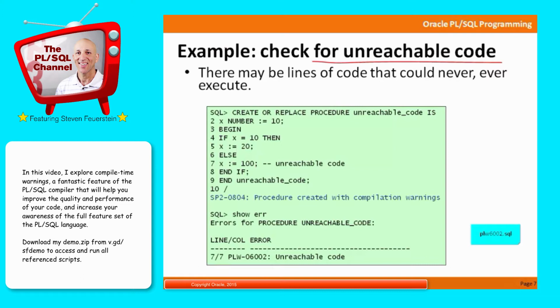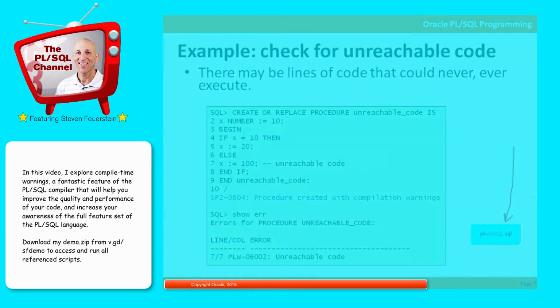Now with a simple program like this, it's no big deal. I can look at this program and say, well, X was defined with a default value of 10, which means it will always execute this line of code. But hey, it's never going to execute line 7. That's an unreachable line of code. So we can look at this program and figure that out. But when you're talking about hundreds and hundreds of lines of code, this could be pretty hard to figure out. No problem. Oracle will do it for us. So let's check out the PLW 6002 script.